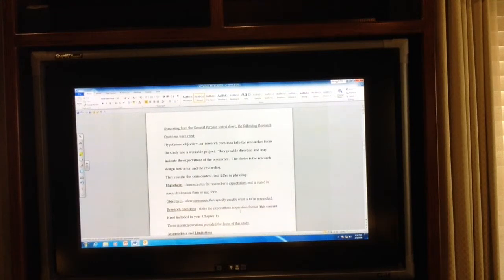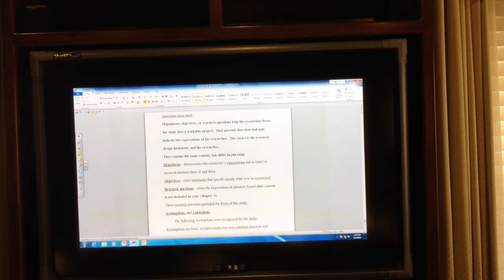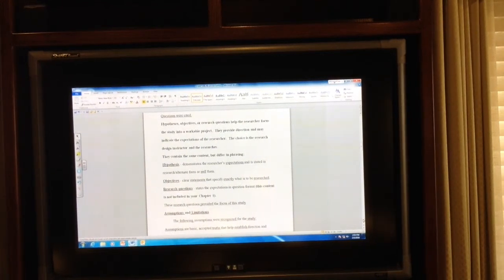The choice is the researcher's and the research design instructor's. But once we have identified one model, we don't have one research hypothesis, one research question, and one research objective. Hypotheses are written in a form, and we could take the two questions that I have read to you and at the same time indicate the same information in hypotheses. Hypotheses demonstrate the researcher's expectations and are stated in research, alternative form, or null form.